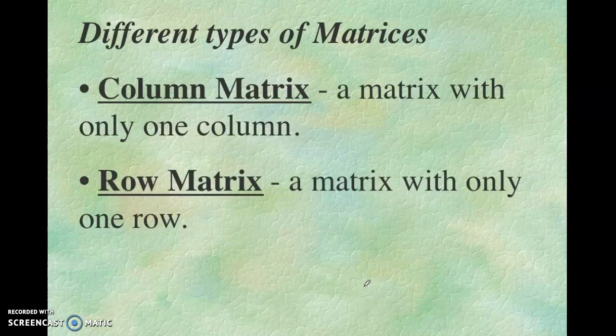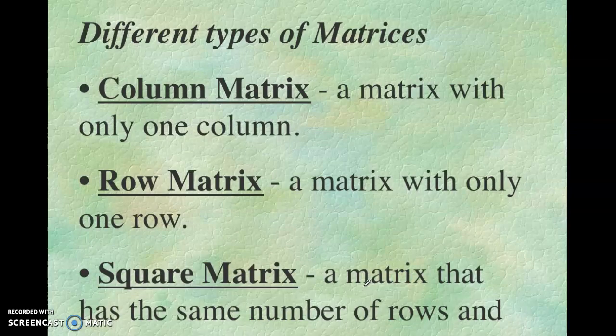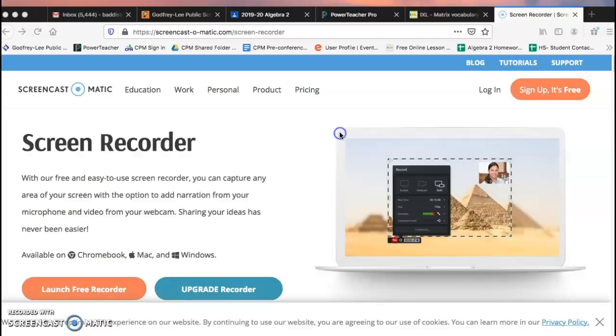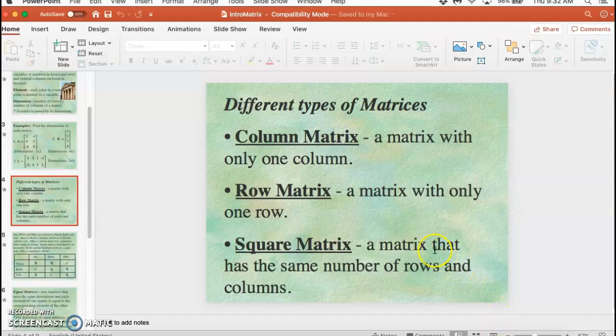There are specific types of matrices, and one of them is called an identity matrix, and we'll get to that momentarily. We're going to switch to IXL.